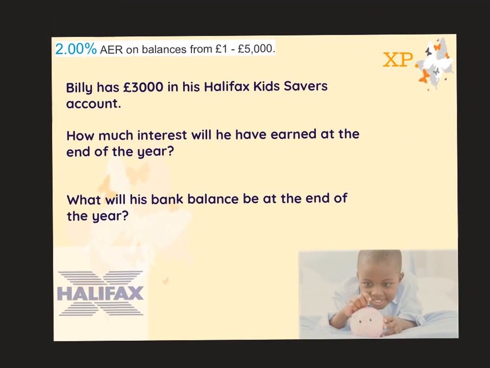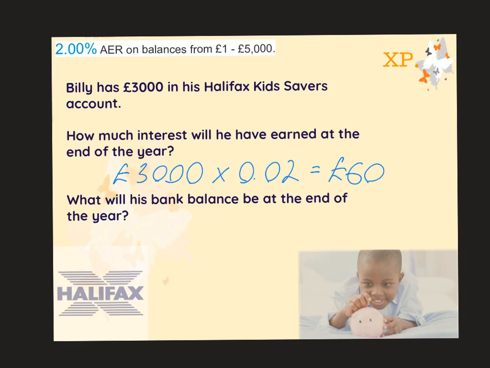So Billy has £3,000 in his Halifax Kids Savers account. How much interest will he have earned at the end of the year? All we need to do, remember, using our multipliers to be the most efficient we can be: 3,000 multiplied by 0.02 and you get £60. So at the end of the year he's got £60 interest. That's how much the bank's basically paying him for keeping his money there.